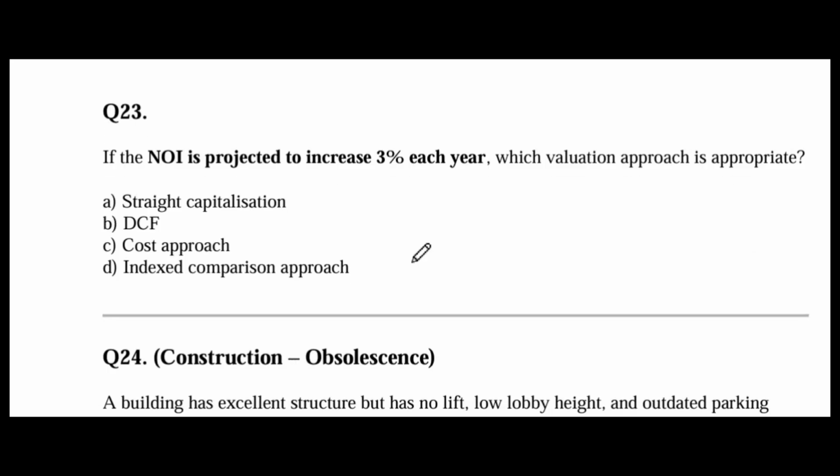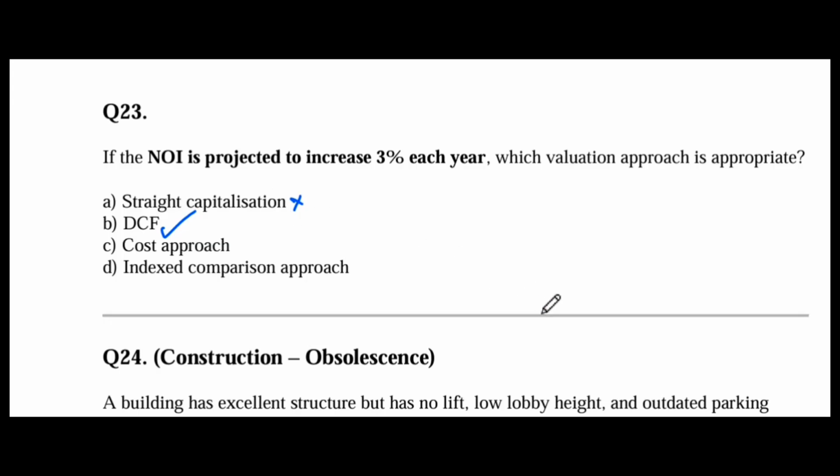If the NOI is projected to increase 3% each year, which valuation approach is appropriate? The correct answer would be DCF, discounted cash flow. The concept of straight capitalization assumes that there will not be any growth in NOI. So this option is wrong.